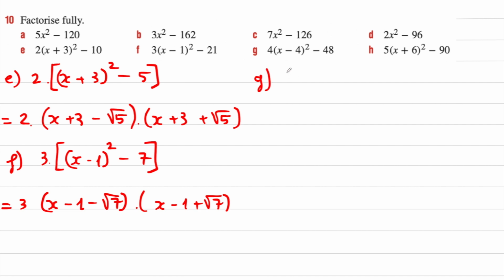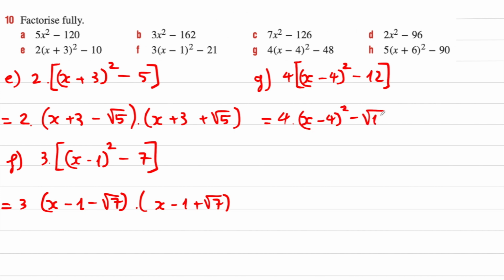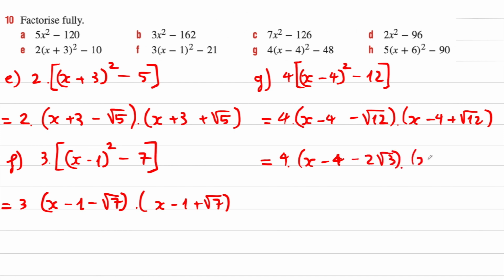About question G, take 4 outside, h minus 4 squared and minus 12 inside the bigger bracket. 4 will be here, h minus 4 and minus square root 12. Oh, sorry, this is not squared anymore for this one. The single bracket and the second single bracket is plus square root 12. Square root 12 is 2 times square root 3, so h minus 4 minus 2 square root 3 and h minus 4 plus 2 square root 3. And now we move to question 8.